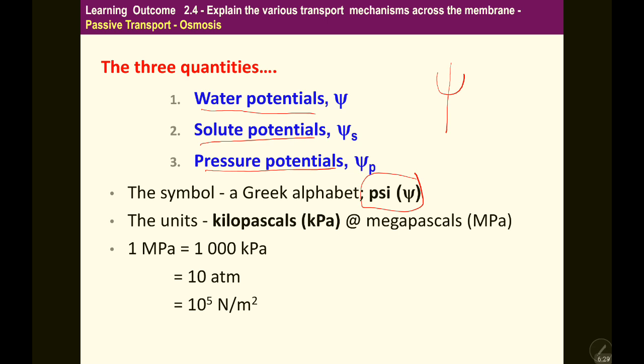The units are measured in either kilopascal or megapascal. 1 megapascal equals 1000 kilopascal. Usually we just use these two. Other units include 10 atm, or 10 atmosphere, or 10 to the power 5 Newton per meter squared. So it depends on which unit they use.